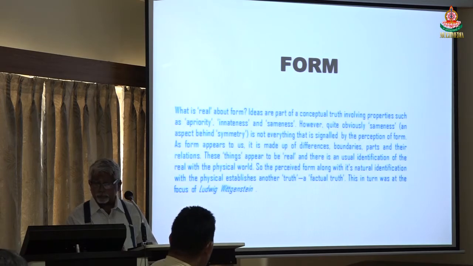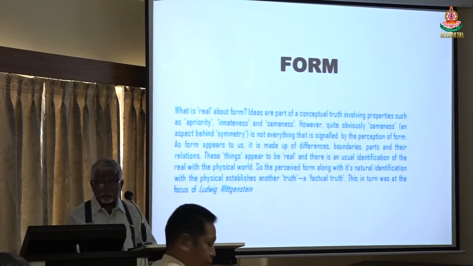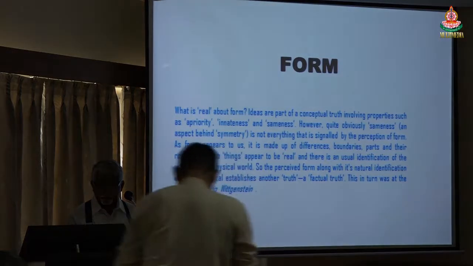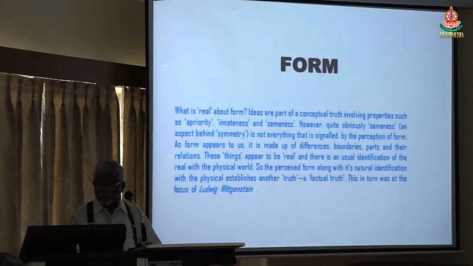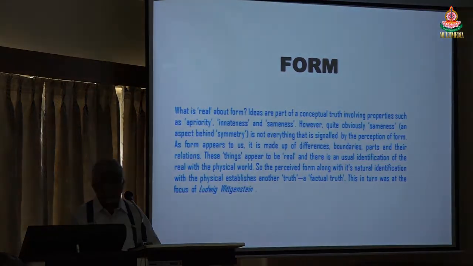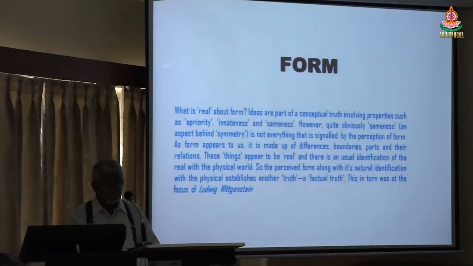Ideas are part of a conceptual truth involving properties such as a priority, innateness, and sameness. However, quite obviously sameness, an aspect behind symmetry, is not everything that is signaled by perception of form. As form appears to us, it is made up of differences, boundaries, parts, and their relations. And these things appear to be real, and there is a usual identification of the real with the physical world. So, the perceived form, along with its natural identification with the physical, establishes another truth, a factual truth. This, in turn, was at the focus of Ludwig Wittgenstein.